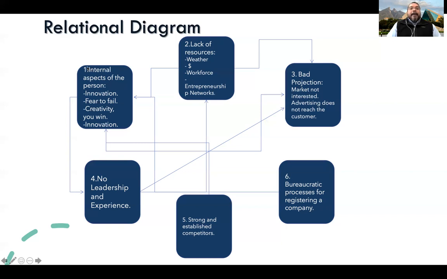Then we do the same analysis of 1 with 1 and 4, 1 and 5, and 1 and 6. And there is the option of not having a relationship. So we can ask, do internal aspects of a person cause bureaucratic process, or do bureaucratic processes cause the internal aspects of the person? We can say that there is no relationship there, so there is no arrow. So we have three options. One causes the other, the other causes the first, or there is no relation.